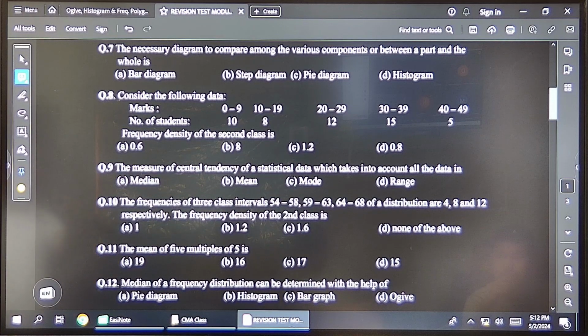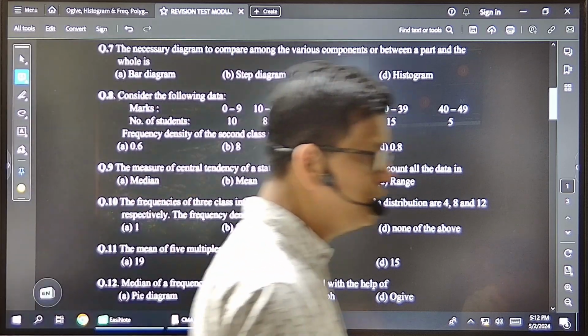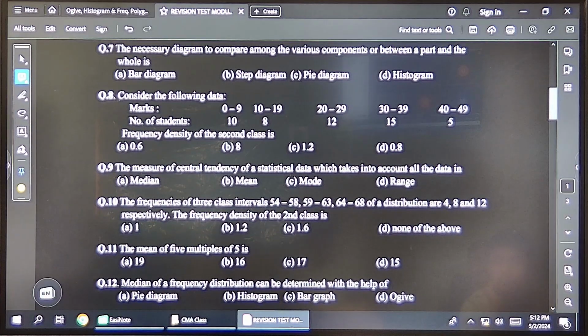Some questions we have covered in the previous class. It comes this way only. Not a very difficult type, but it needs practice. There are 15 questions.